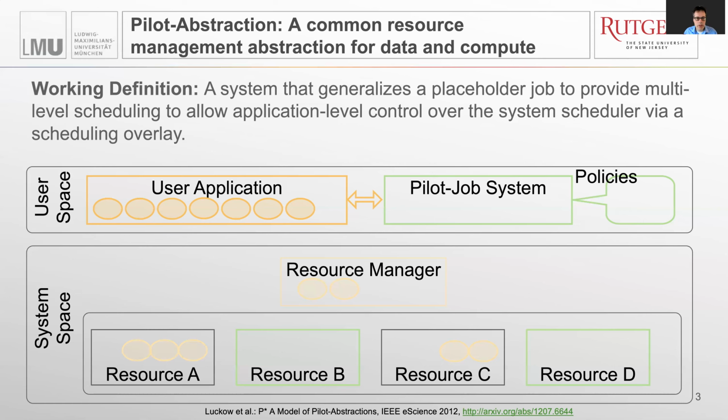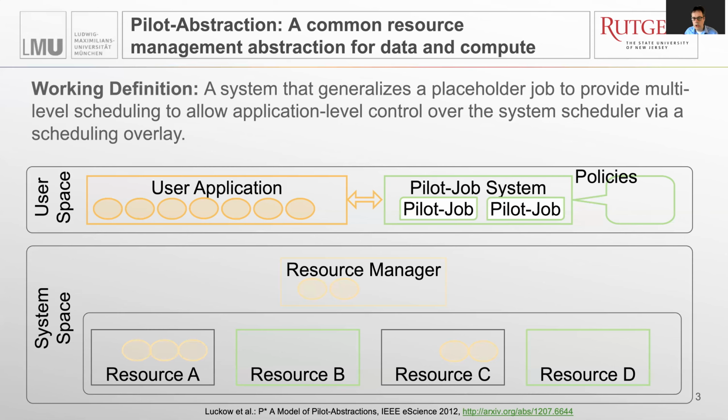So how does it work? Here in this figure, you see in the user space, you have the user application. The pilot job system we implemented is residing in user space, giving the user a lot of control on how to handle and instantiate it. The user application comprises multiple tasks. However, it will not directly execute those tasks on the resources that you see in the bottom of this graph. It will basically use these so-called pilot jobs.